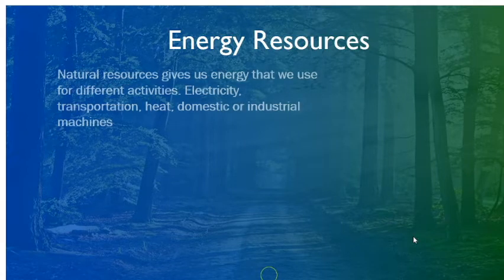Finally, we have the energy resources, which are the ones that give us energy that we use for many different activities: electricity, transportation, heat, domestic or industrial machines. For example, let's say you can use a television or electricity in your home, but this same energy is used, for example, in big companies, in big industries, etc.